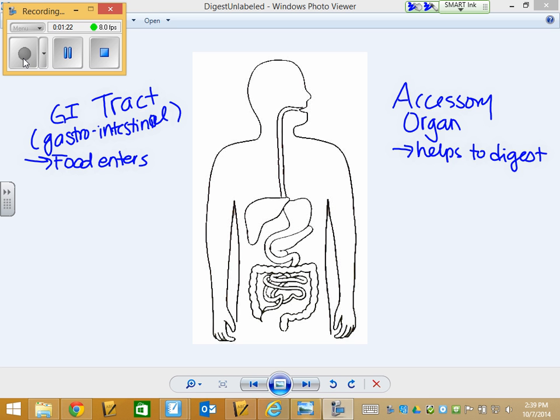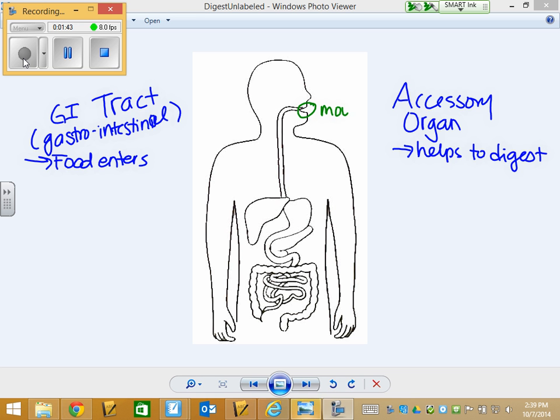At some point on a test, I will ask you, is this an accessory organ or part of your GI tract? And you'll know the difference based on whether or not food actually goes inside of that organ. So we'll talk about the pieces that should be in your GI tract first.